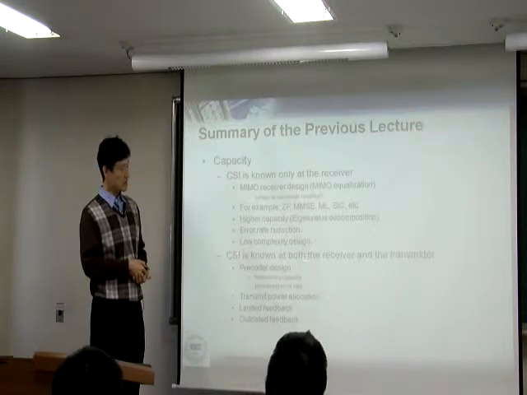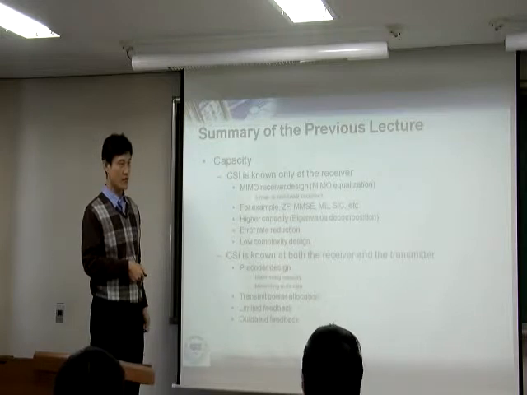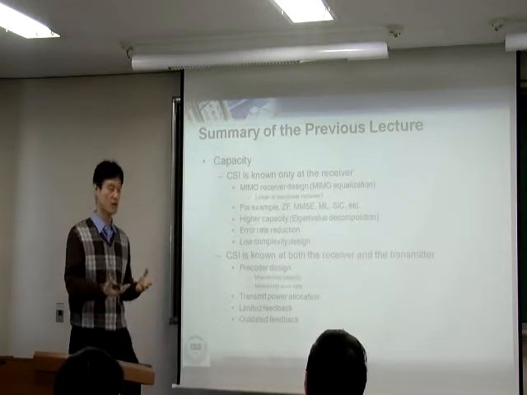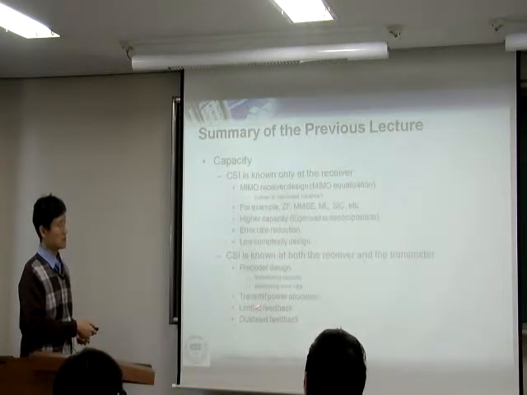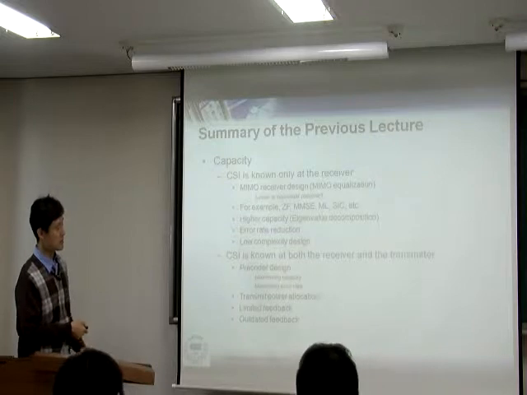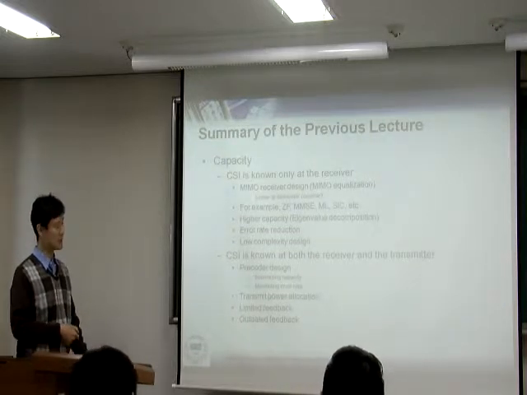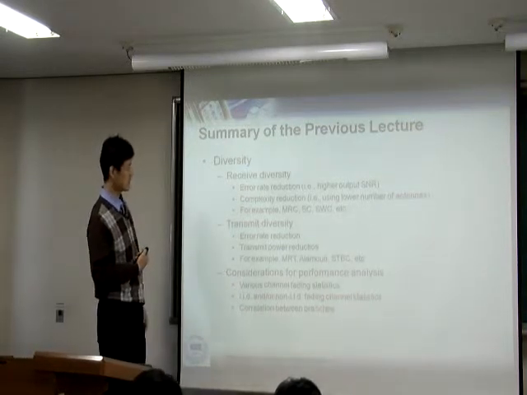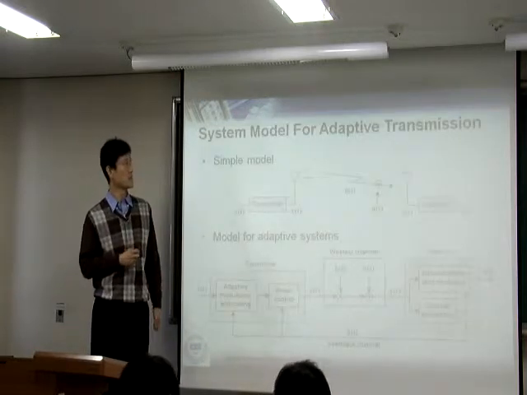And the CSI is also known at the transmitter. Then you can also think about the power allocation, transmit power allocation, because transmit power is the one that you can now play with. And limited feedback is another type: what if we have non-ideal feedback? That's about this one. And these are the diversity topics, and we cover all these things, so let's skip that.